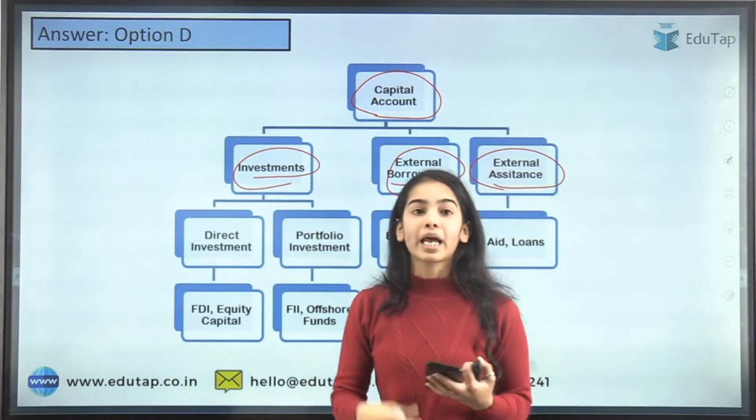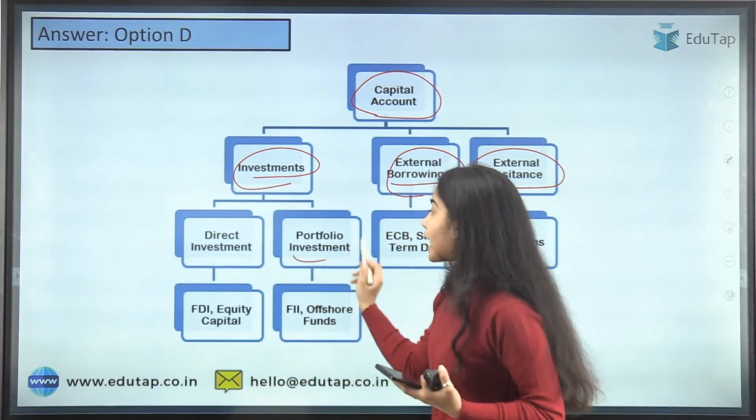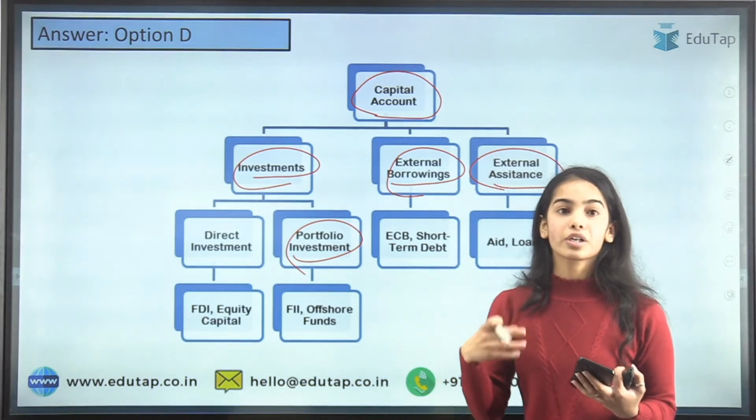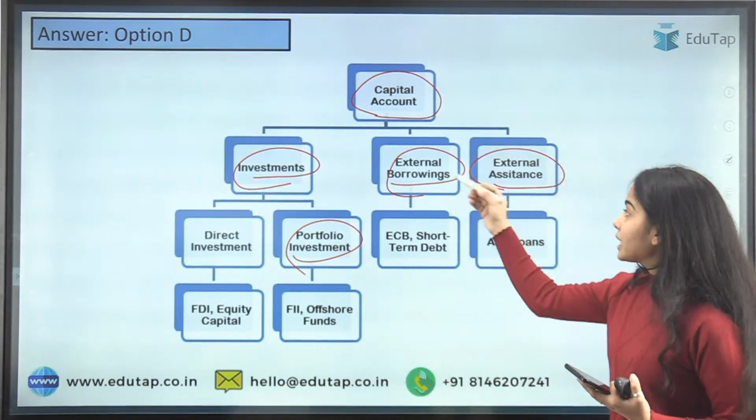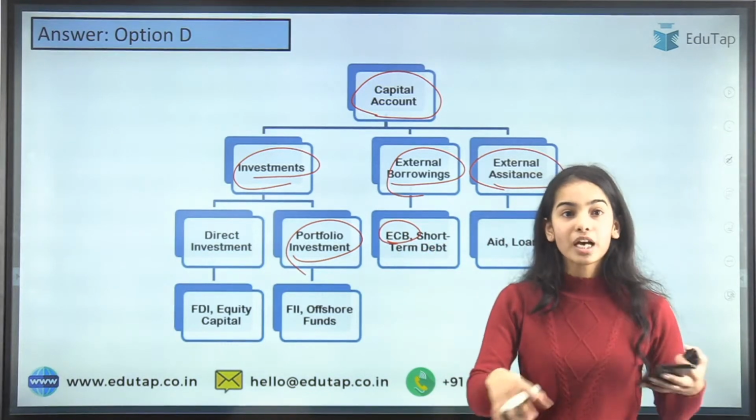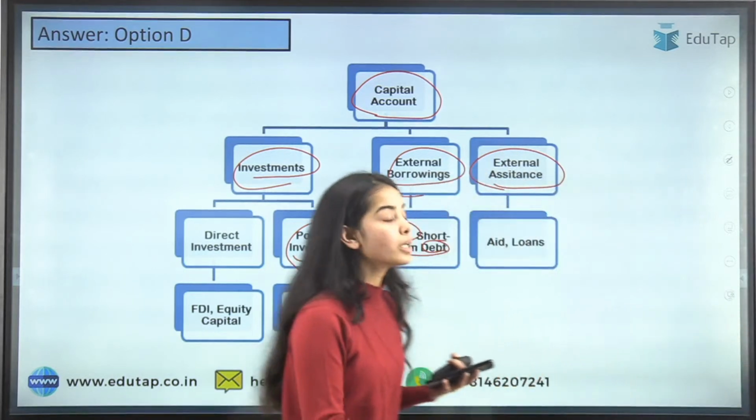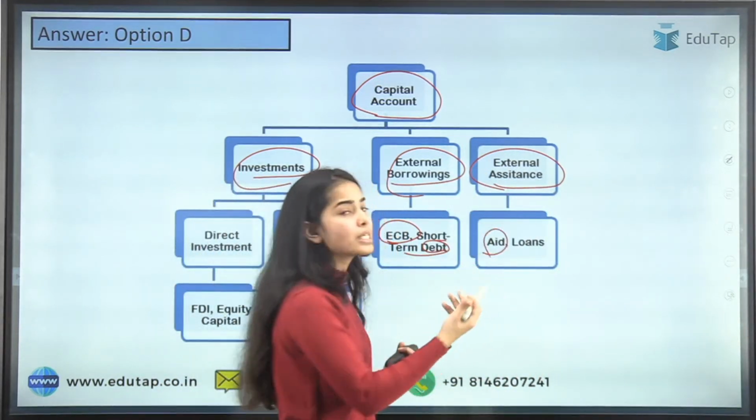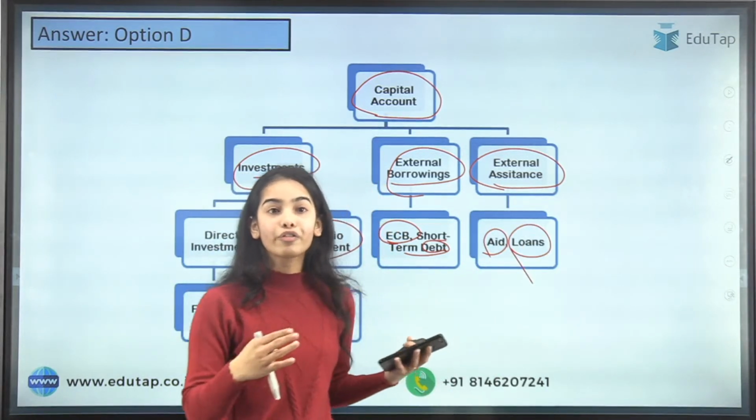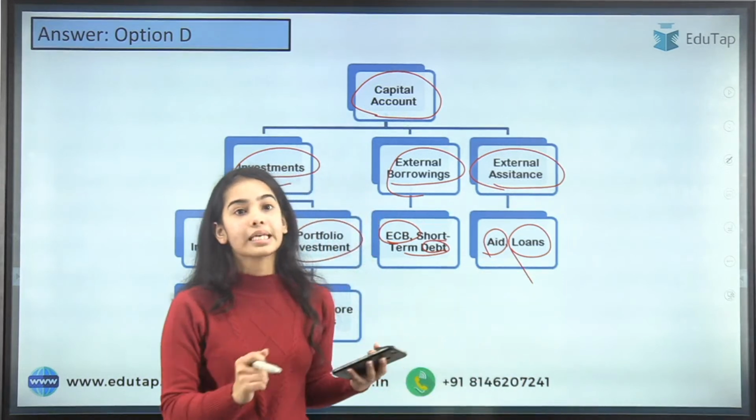In the investment, it can be direct investment like the foreign direct investment. It can be portfolio investment, that is foreign institutional investment or foreign portfolio investment. In the external borrowings, it can be external commercial borrowings, our firms are borrowing from outside, or short-term debt, that is loan in a form. External assistance like the government is taking the aid, the government is taking the loans. Okay, aid means not free, it is for less interest rate. So aid and loans the government is taking.